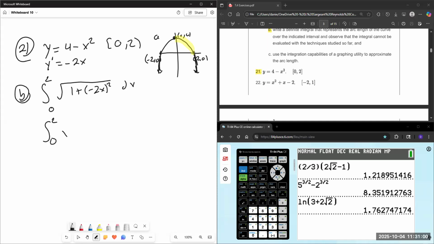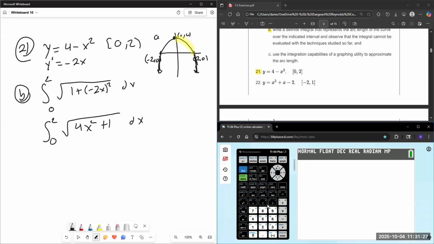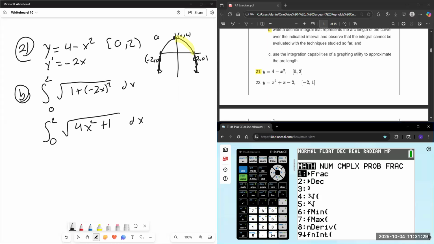0 to 2, root 4x squared plus 1 dx is not something that we can solve by hand with the techniques that we know right now. We will learn something later to help us possibly take care of integrals that look like that. But for now, if we were to do part C, we would have to use the integration capabilities of the calculator. Let me show you how to do that.